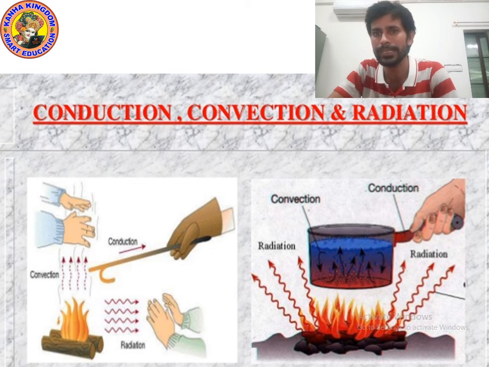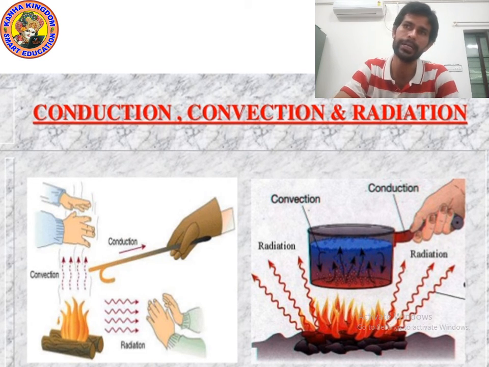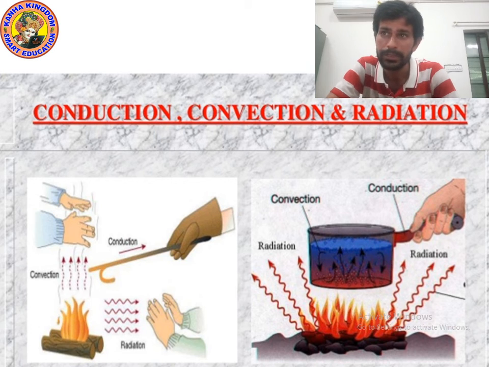In the same way, in the next picture you can see water boiling in the pan. The water pan is in direct contact with fire, so it is conduction. And water is rising up, so it is showing convection, because water is a liquid. And radiation: heat energy is transferring through the flame without any medium. It is showing radiation.